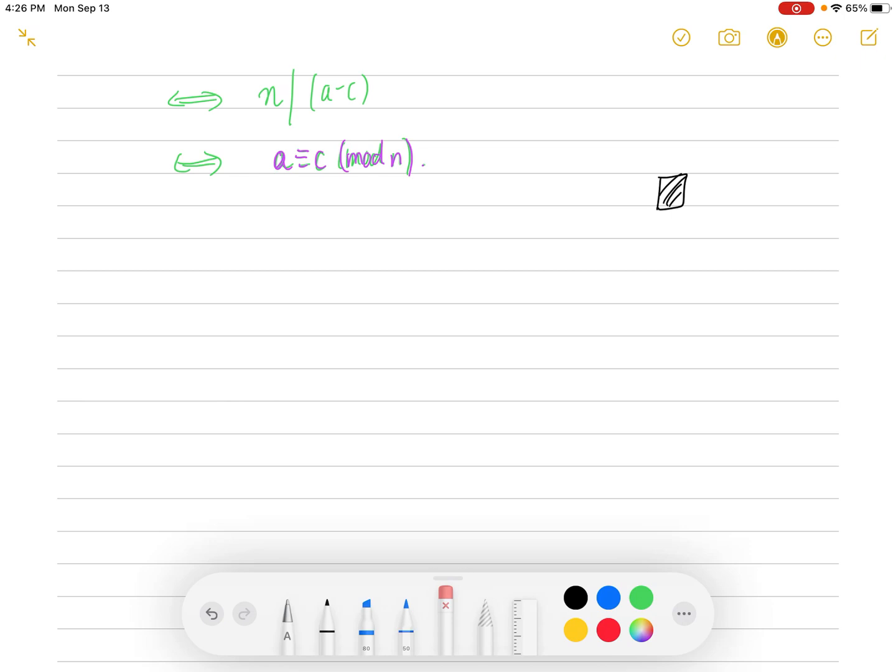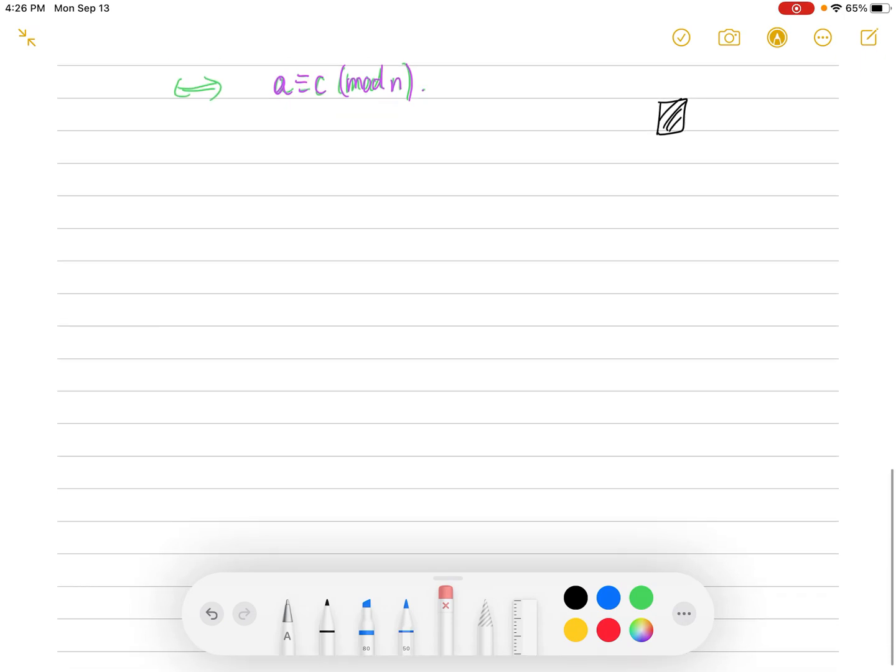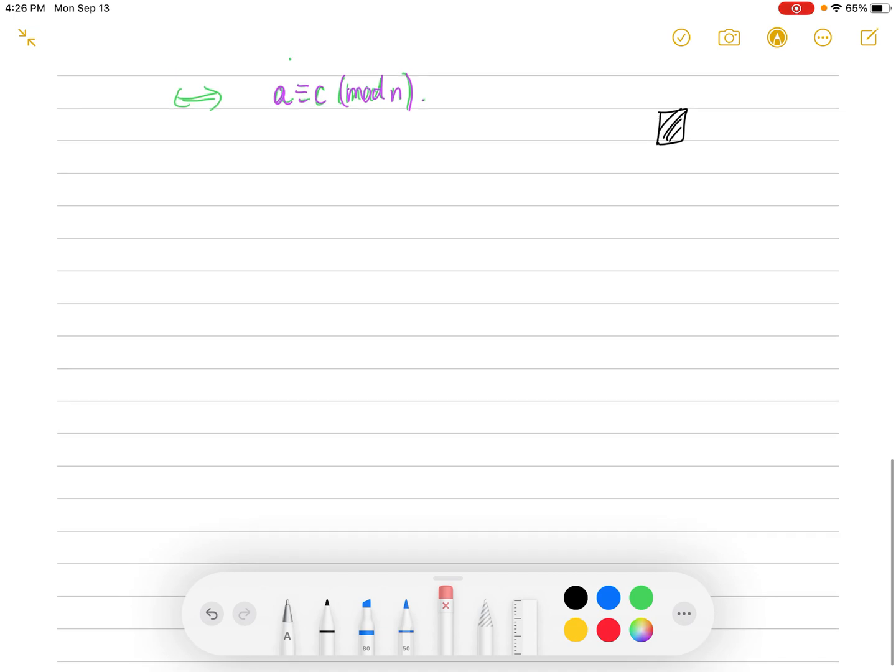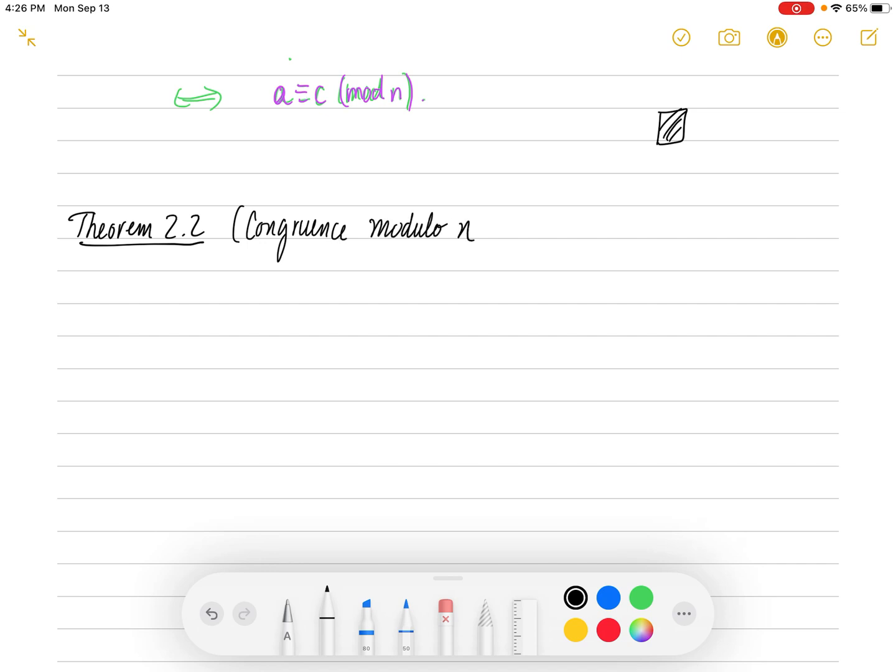Okay, so that was Theorem 2.1. I think we can probably do Theorem 2.2 now as well. And we'll do Theorem 2.2, and then we'll go to another video. So they don't give a name in the book, but I'm going to give it a name. It's going to say Congruence modulo n preserves addition and multiplication.